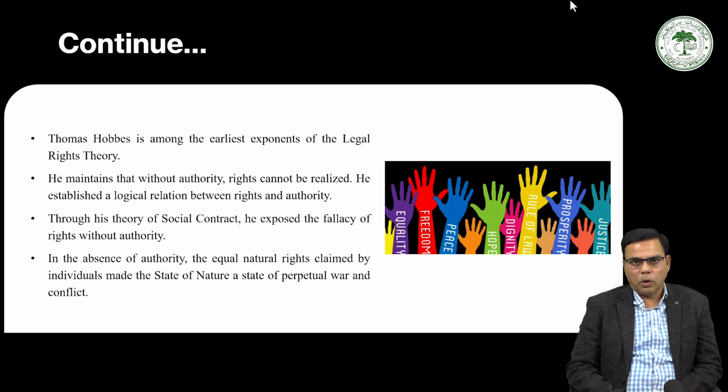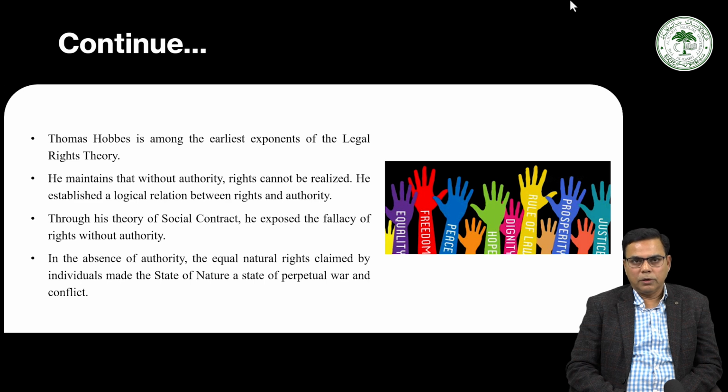Like John Locke, Thomas Hobbes also believes that all the people have equal natural rights in the state of nature. Equal natural rights, keep in mind. There was no common superior, it means everybody was equal. And that equality and the claim of equal natural right itself was the problem in the state of nature according to him.